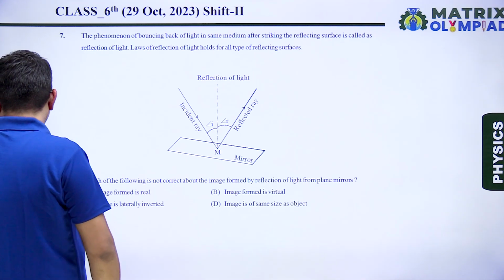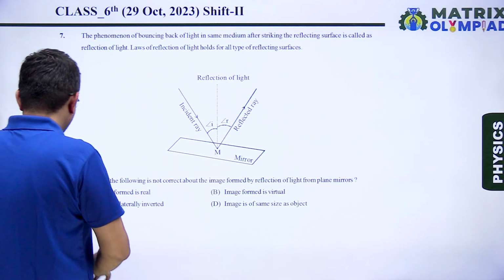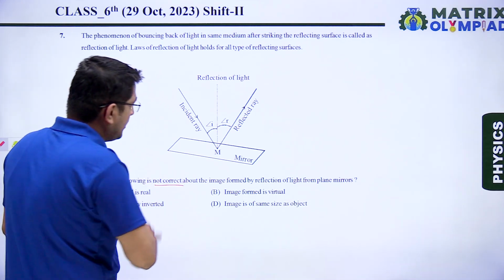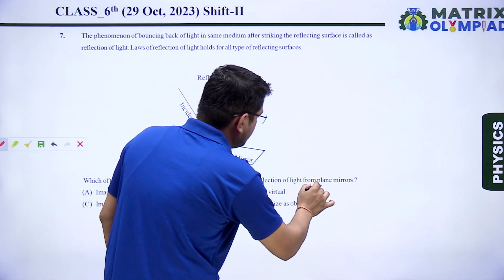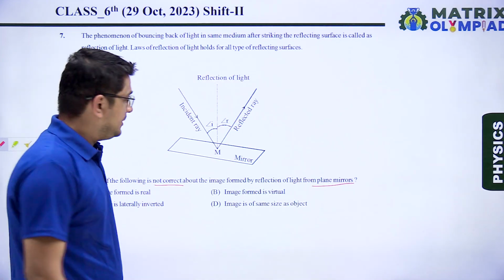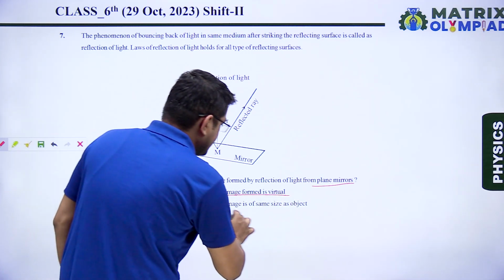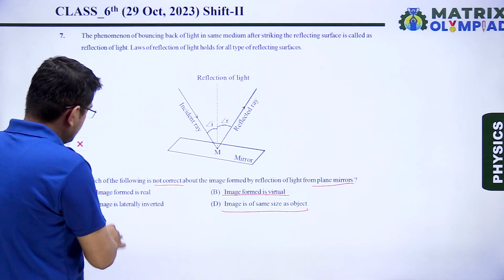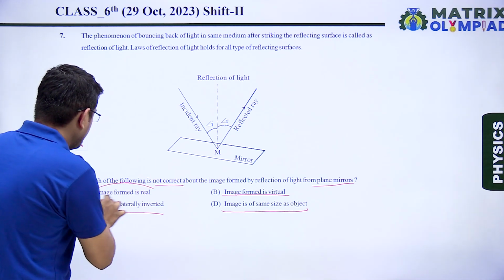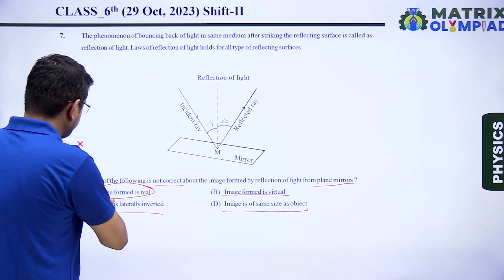Next question, question number 7. In this question, there is a diagram given and it is asked which of the following is not correct about the image formed by reflection of light from plane mirrors. Okay, so we know that the image formed by plane mirrors are virtual. This is true. Image is of same size as object. This is also true. Image is laterally inverted. This is also true. Image is real. Image formed is real. This is not true. So our answer is option A.